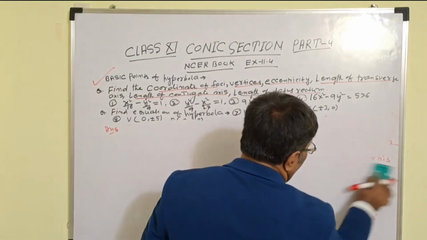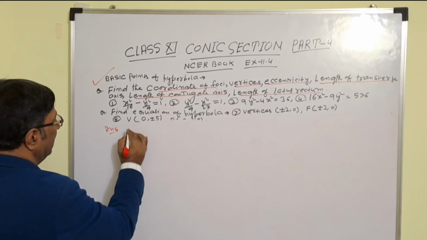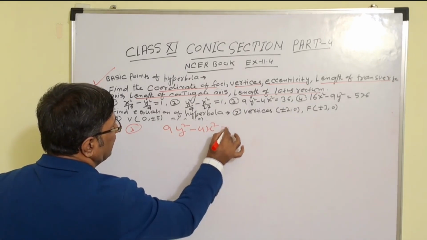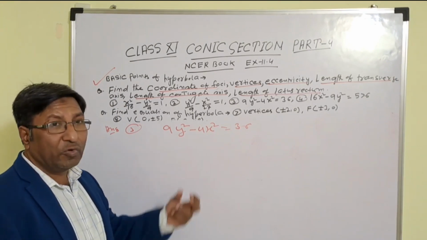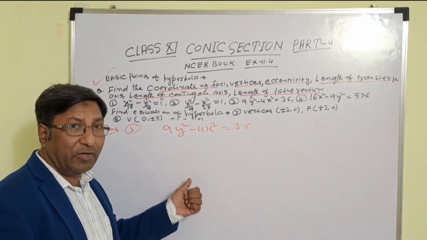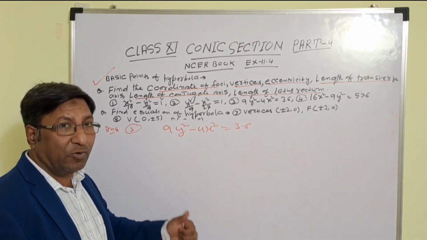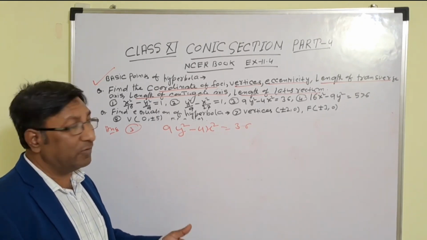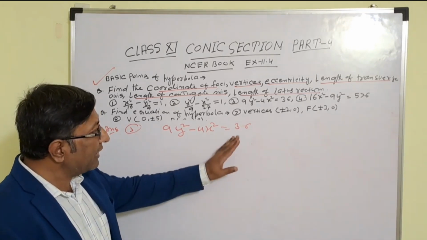The next question is also very important, and it is a model question. The third question is given: 9y square minus 4x square equal to 36. We know two types of the equation of hyperbola. When the foci are on the x-axis, it is x square by a square minus y square by b square equal to 1. And when the foci are on the y-axis, it is y square by a square minus x square by b square equal to 1.